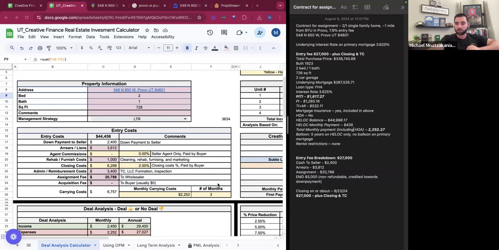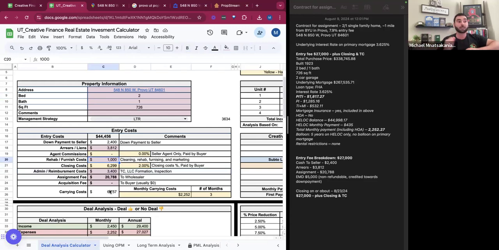Okay. So we've got our entry costs. They say 27,000. We say 44,000, primarily because we're accounting for the admin and reimbursement costs, part of your closing costs. There's almost $10,000 of total closing costs in this transaction, 1,000 set aside for rehab and furnishing, and then some money set aside for reserves.